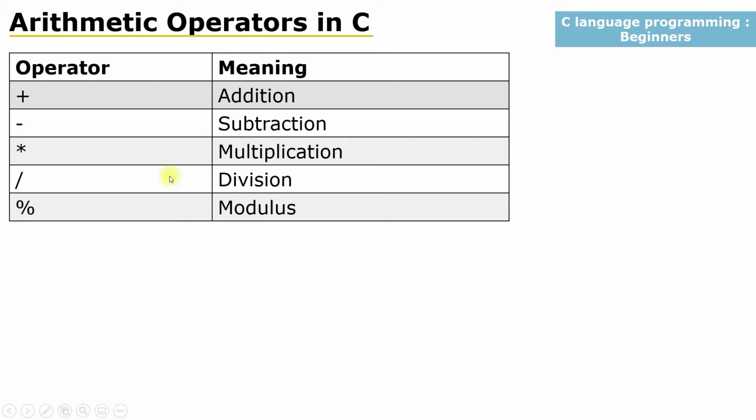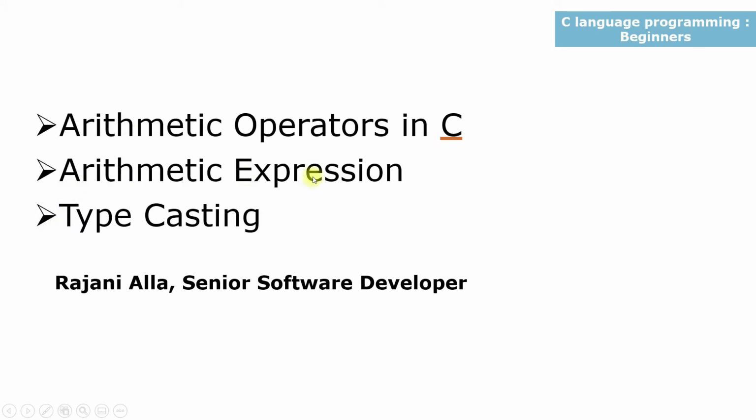This is the list. Plus for addition, minus for subtraction, star for multiplication, slash for division and percentage symbol is for modulus operation. Now we will write a C program to perform all these arithmetic operations and then we will see what is arithmetic expression and what is typecasting. Now let's write a program to perform all the arithmetic operations.